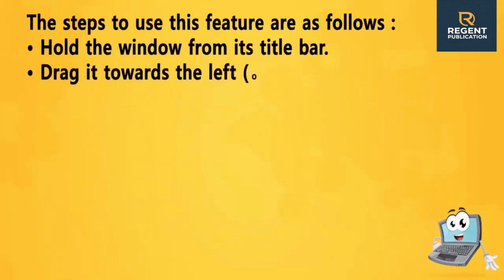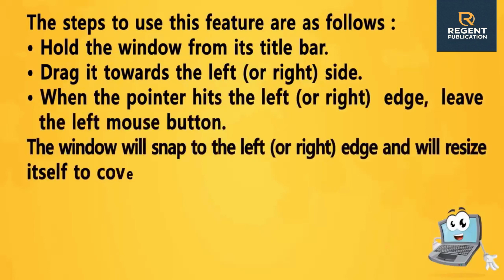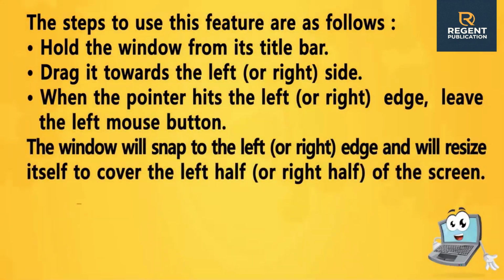The steps to use this feature are as follows. Hold the window from its title bar and drag it towards the left or right side. When the pointer hits the left or right edge, release the left mouse button. The window will snap to the left or right edge and will resize itself to cover the left half or right half of the screen.